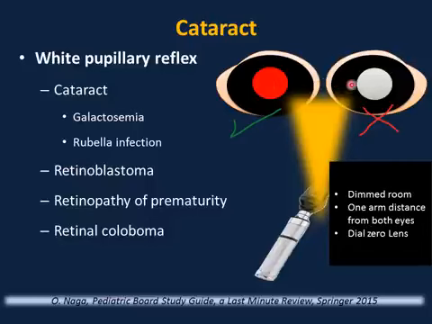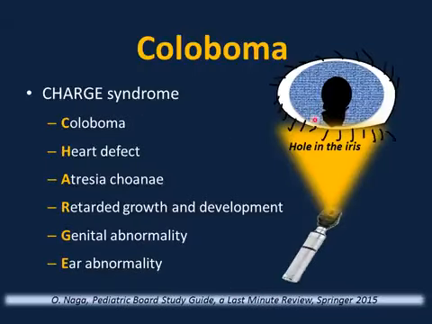If one eye has a white reflex, or both eyes have a white pupillary reflex, you have to know the differential diagnosis, which is cataract, like in cases of galactosemia and congenital rubella infection, retinoblastoma, retinopathy of prematurity, and retinal coloboma. If you have an infant or newborn with white pupillary reflex, you have to refer immediately to a pediatric ophthalmologist. If you are examining the eye and you see one part of the iris is missing, this is well known as coloboma, which is a hole in the iris.